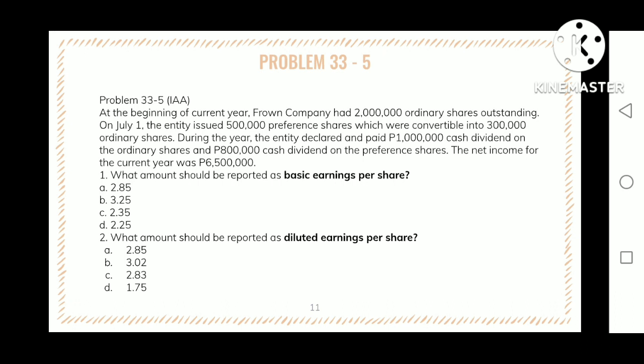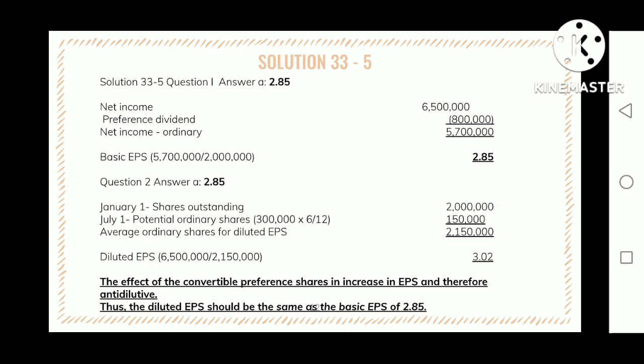In this problem 33-5, the company had 2 million ordinary shares outstanding, and issued 500,000 preference shares on July 1, which is convertible into 300,000 ordinary shares. In that year, the entity declared a 1 million cash dividend on the ordinary shares and 800,000 cash dividend on the preference shares, and the net income for the current year was 6,500,000. The question: what amount should be reported as the basic earnings per share? And question number 2, what amount should be reported as diluted earnings per share?